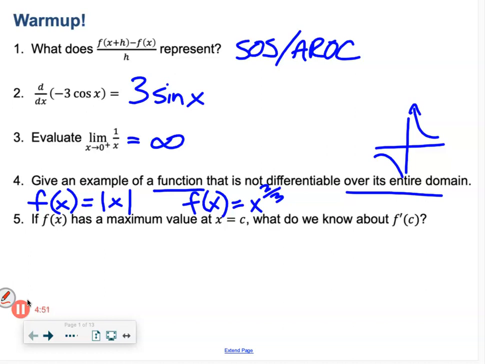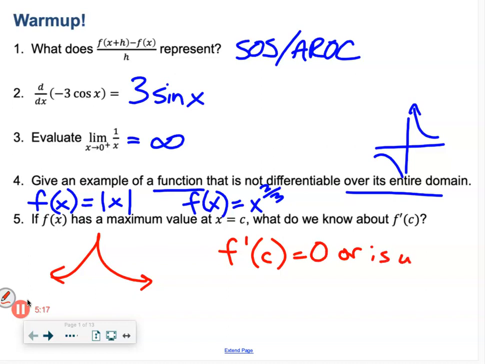Right. So everyone put f prime of c equals 0. F prime does not have to be 0 at a max, right? I could have a function that looks like that, has a max, but the derivative is not 0, it's undefined, right? Could be either or. So be careful that you don't assume 0. It could be 0 or undefined at a max. So f prime of c equals 0 or is undefined. Good warm-up. Well done, guys.